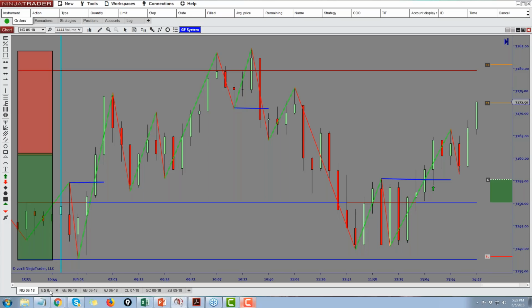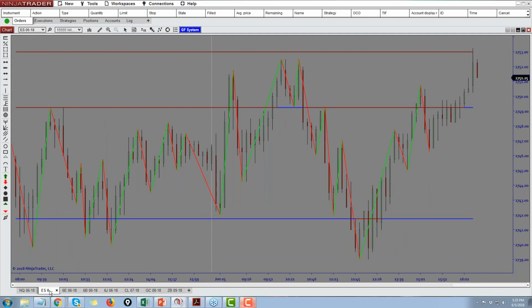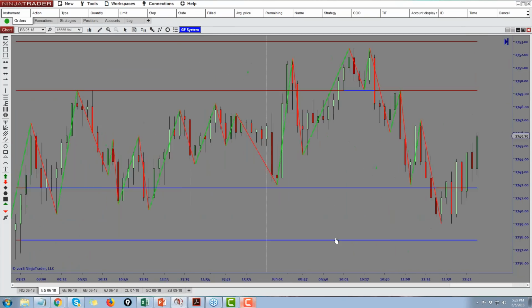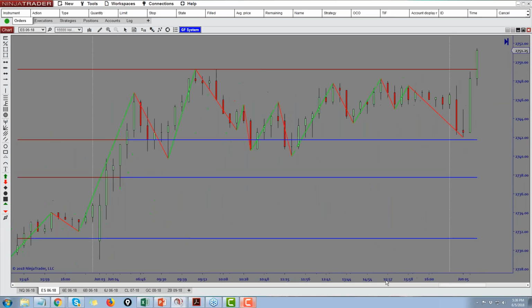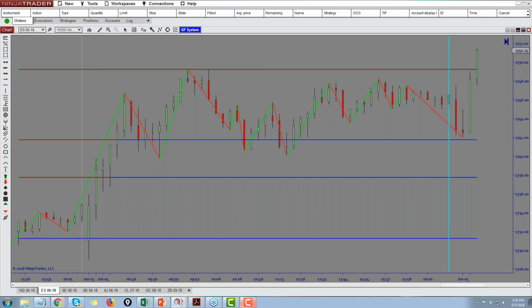Let's go to the ES. Okay. This is the ES equivalent to an 8-minute time frame. Okay. Let's wrap our lines around structure. Let's go here. Let's go bar by bar. Okay, there's the Globex.